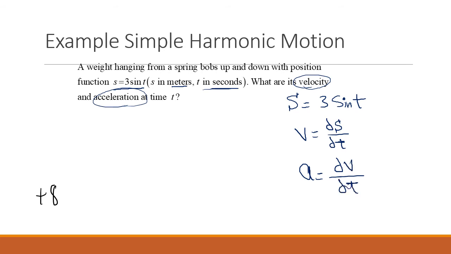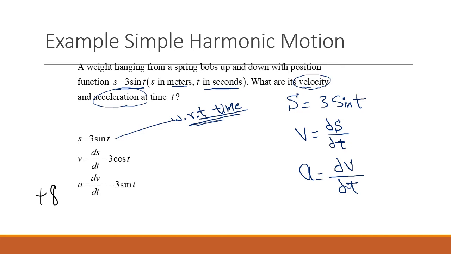So velocity is the first derivative of the distance, and acceleration is the second derivative of the distance, or we can say that the acceleration is the derivative of the velocity with respect to time. So if I wanted to find the velocity, I'm going to find the derivative of 3 sine t with respect to t, with respect to the time. So velocity is equal to ds by dt, which is 3 cosine t. As we said before, the derivative of sine is equal to cosine.